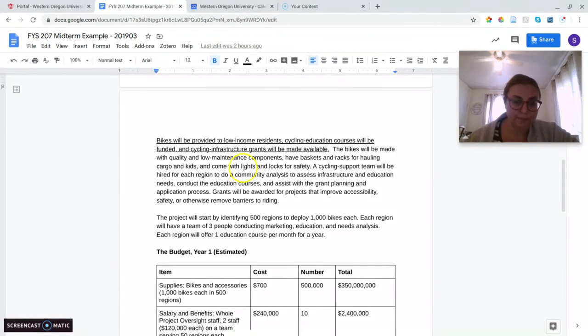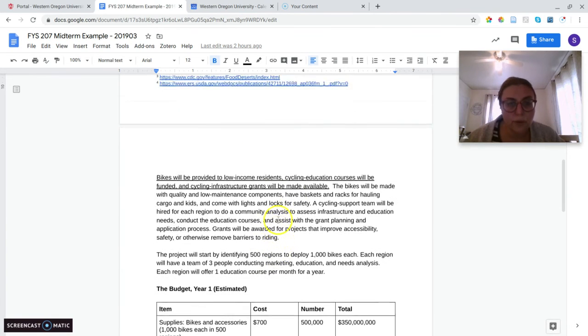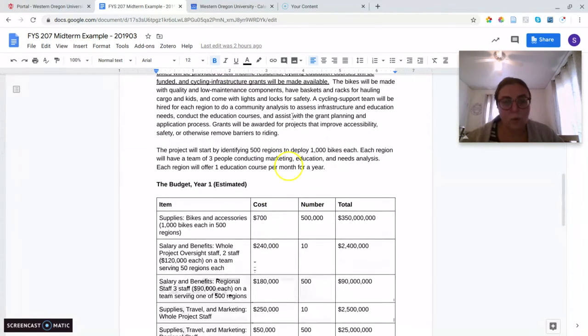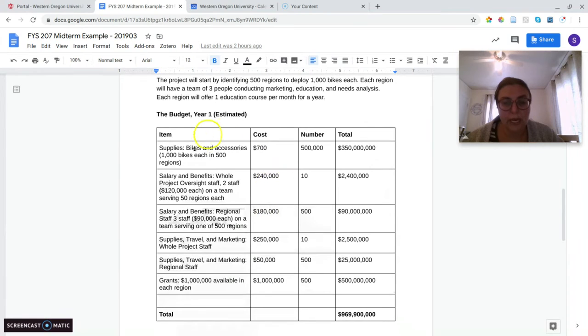Then the solution. Bikes are the solution. Giving bikes to people is the solution. Providing bike repair and support for people who have new bikes is the solution. So read through what is being proposed here and then check out the budget.